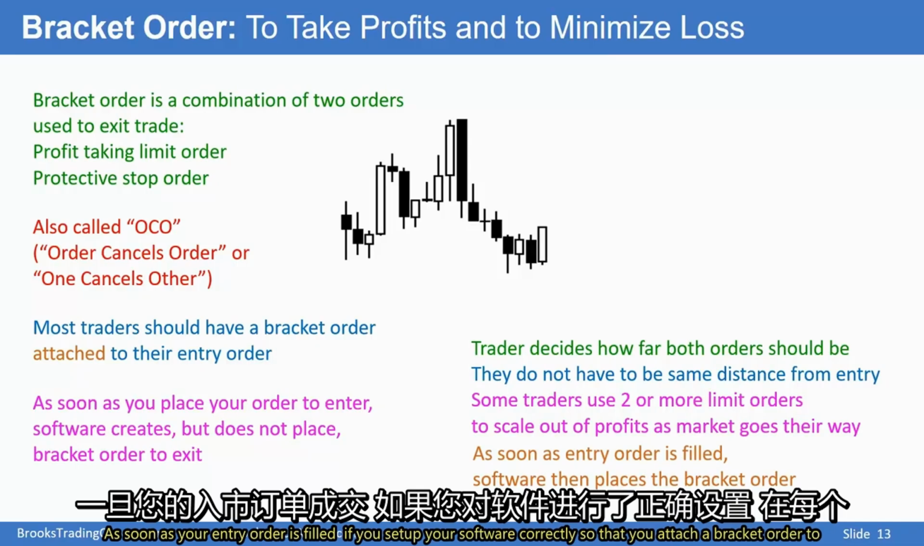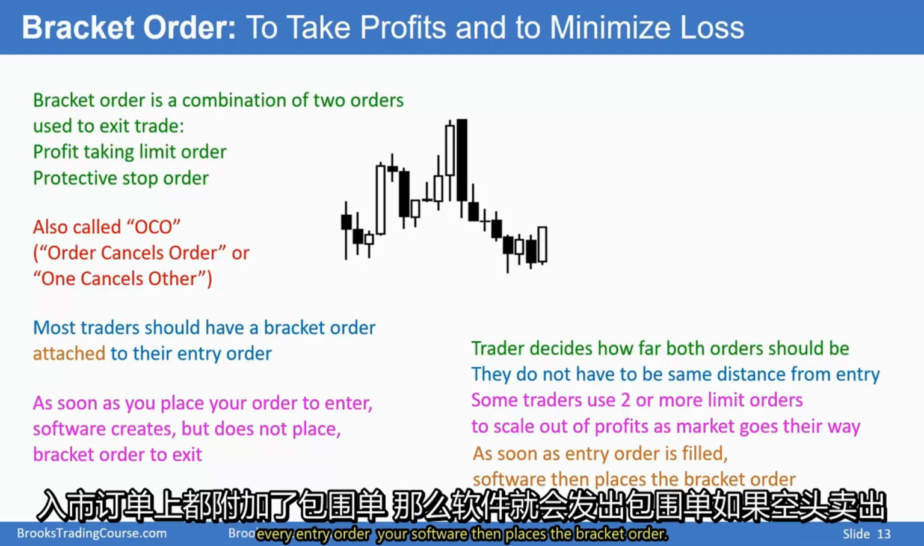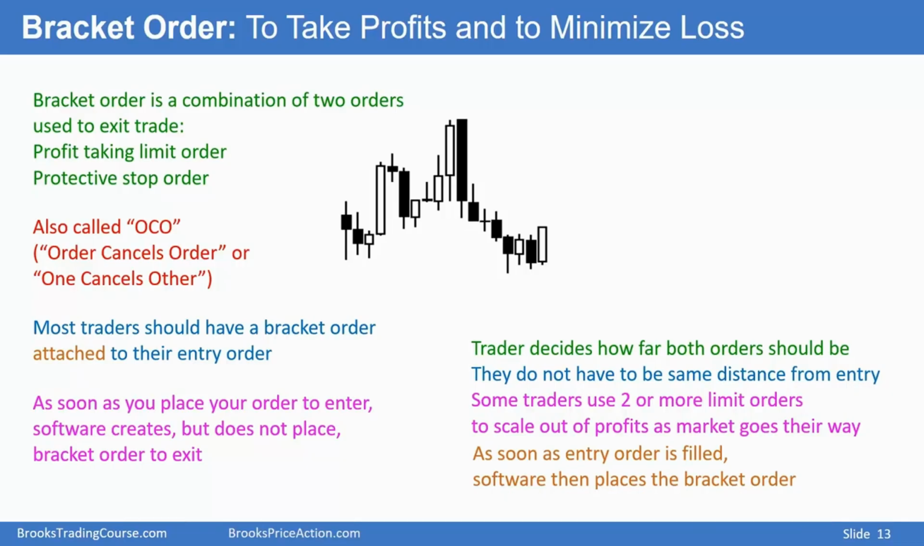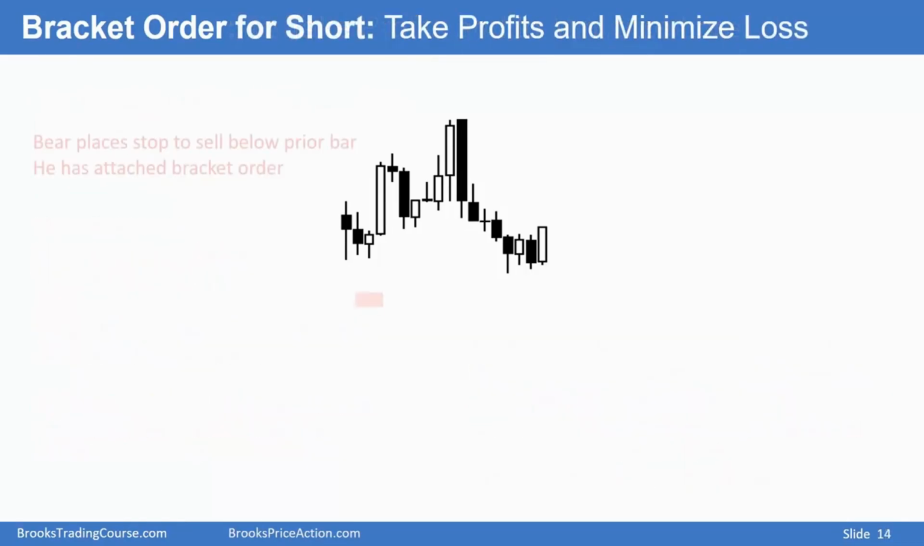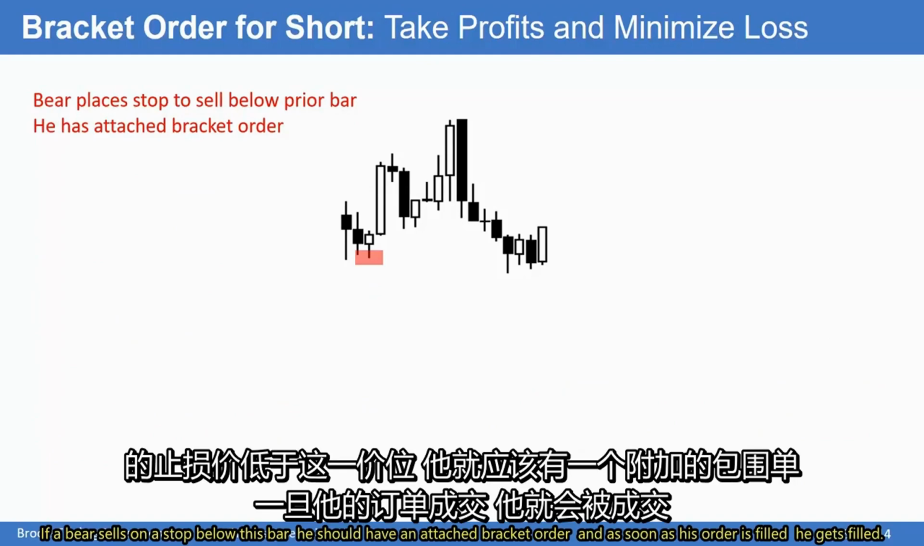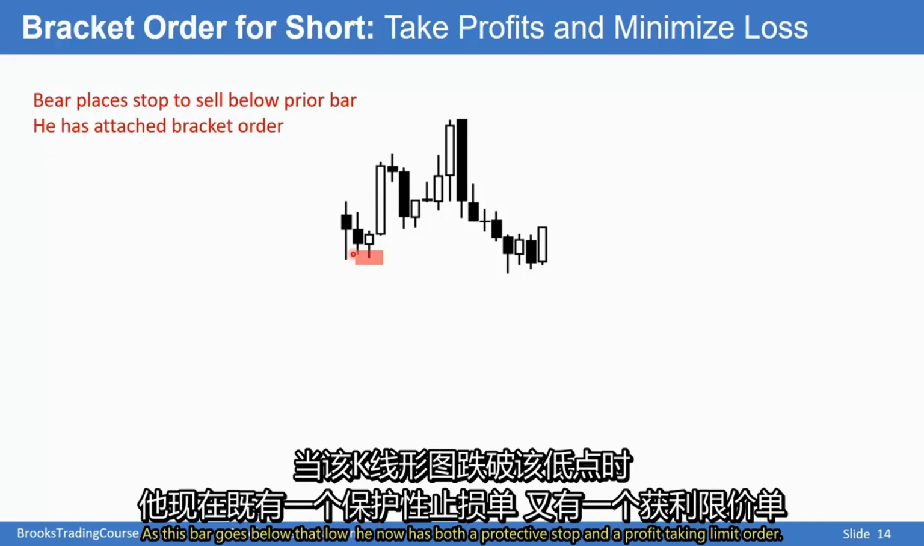Again, as soon as your entry order is filled, if you set up your software correctly so that you attach a bracket order to every entry order, your software then places the bracket order. If a bear sells on a stop below this bar, he should have an attached bracket order. And as soon as his order is filled, he gets filled as this bar goes below that low. He now has both a protective stop and a profit-taking limit order.